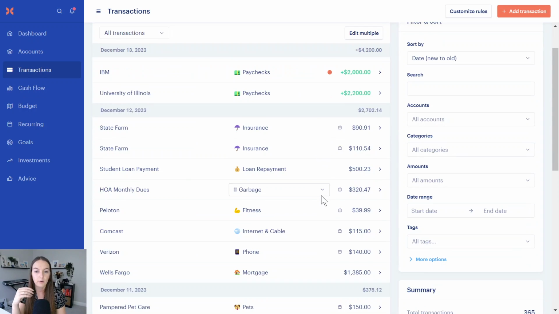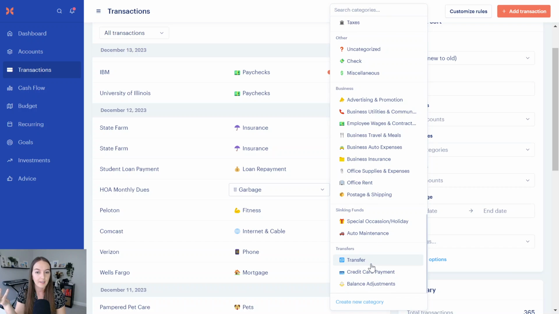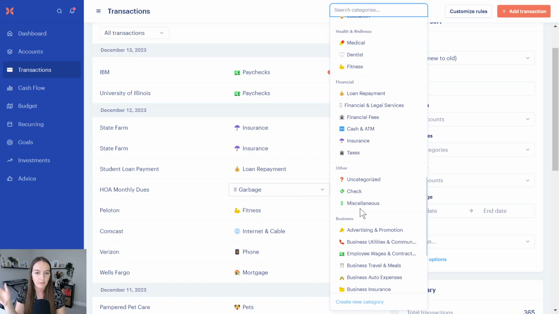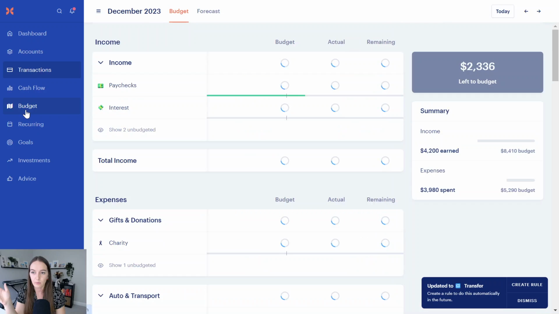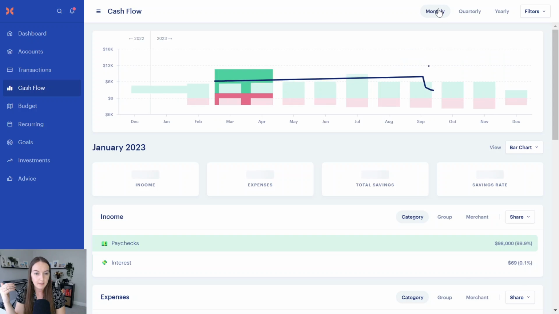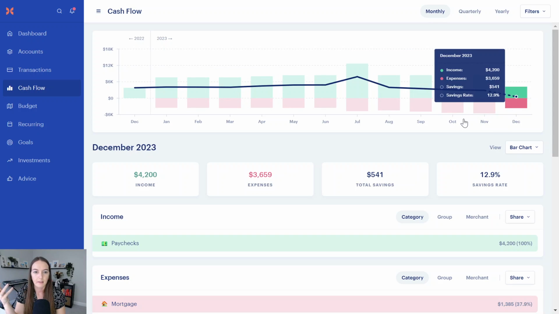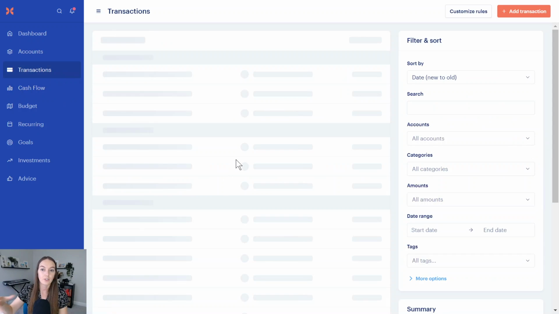Now, one thing to know is that if something is labeled as a transfer, that is also going to affect cash flow. So if I change, oh, that's a big one. Yeah, let's change this one. So if I change this one to a transfer, my HOA monthly dues, which is not a transfer, that went out to someone else. Sorry, I'll look at my cash flow report here. And we'll go back to monthly. You're going to see that's a different month. There we go. $541 in savings. That affected the savings. Because I labeled that incorrectly as a transfer, it's showing I have savings.